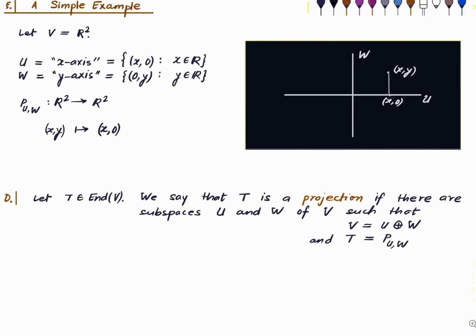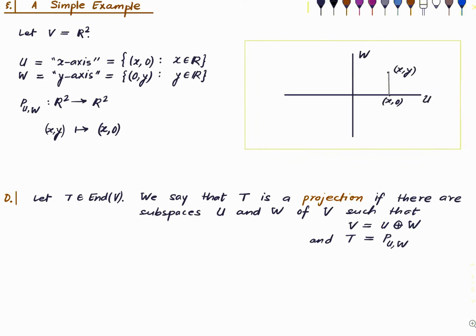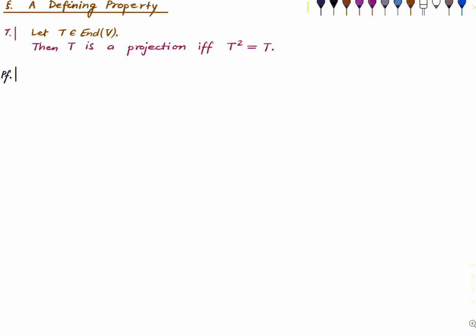So previously we defined the projection of a vector space onto a subspace with respect to a complementary subspace. Here we are defining projection, period. So an endomorphism is a projection if you can find a decomposition such that the endomorphism is the projection coming from that particular decomposition. Okay, and now here is our main and last thing for this lecture. An endomorphism is a projection if and only if it satisfies this equation. This is also called idempotence.